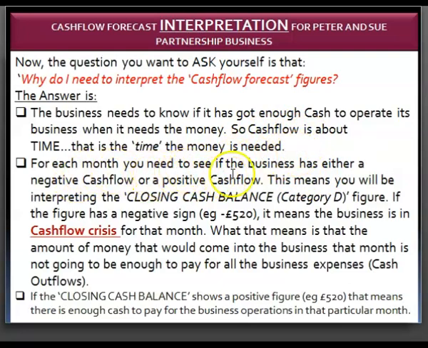For each month, you need to see if the business has either a negative cash flow or a positive cash flow. Like I showed you in the Excel paper, some of them have negative cash flow, some have positive cash flow. The ones that have negative mean that the business hasn't got enough money, okay? And when there is positive, that means the business has enough money to pay for whatever it wants to pay for. This means you will be interpreting the closing cash balance, category D figure.